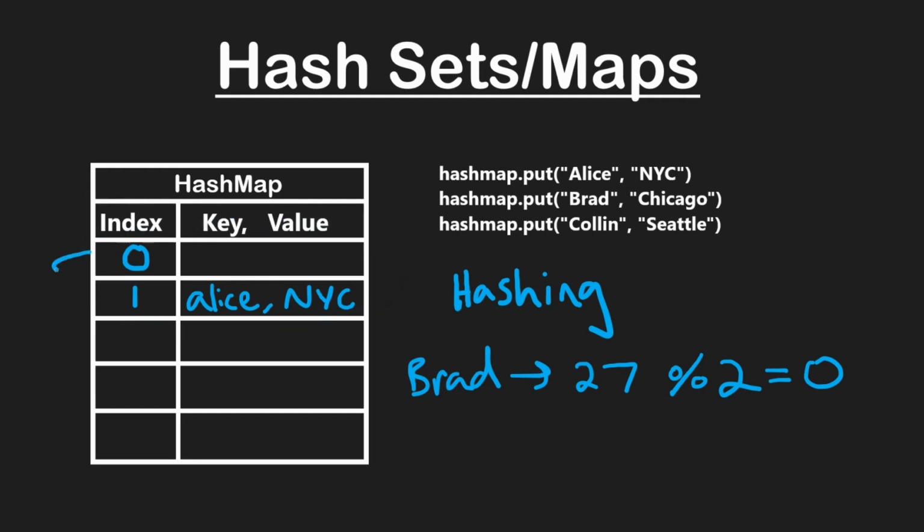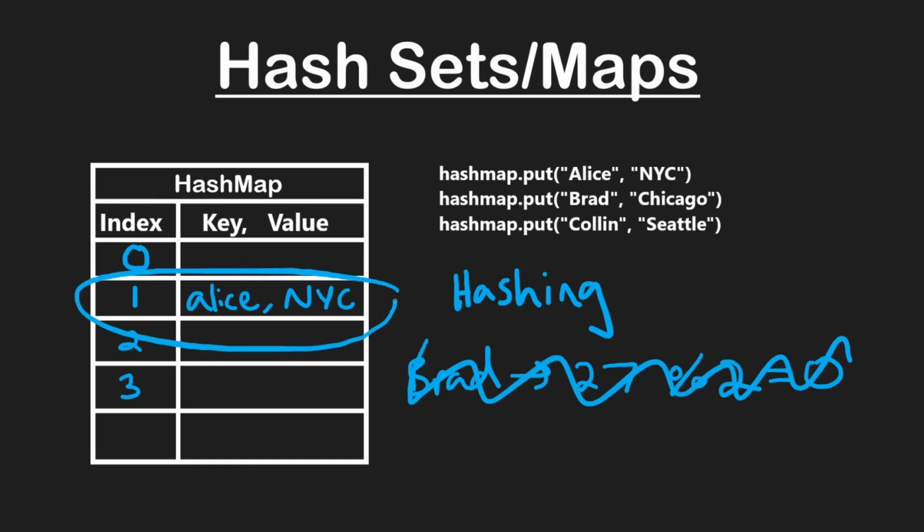We inserted Alice and then we realized our hash map is half full. So at that point, we would have resized the array. We would have doubled it roughly. So the array would now have index 2 and index 3. So 4 elements now. But ignoring Brad for a few more seconds, what if now we try to get Alice?